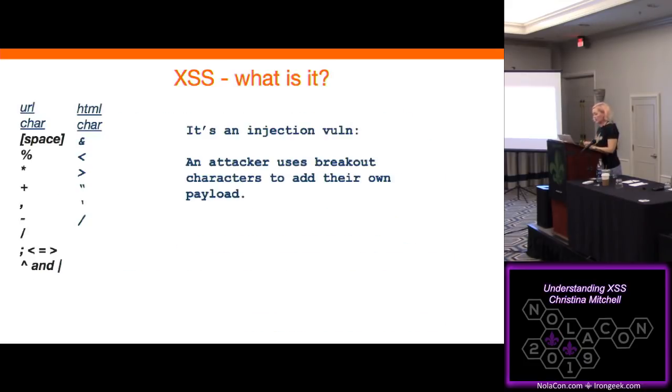To be more specific, again, this is an injection vuln, and the attacker uses breakout characters to add their own payload. And escaping is for every context. So, let's see. Using a HTML tag attribute, escape it. A URL parameter, do that as well. And on the left is an example of some of our breakout characters. Can you see it back there? Yeah, okay, cool. I won't have to do that for you. So, those are breakout characters. On the left is URL and on the right is HTML.